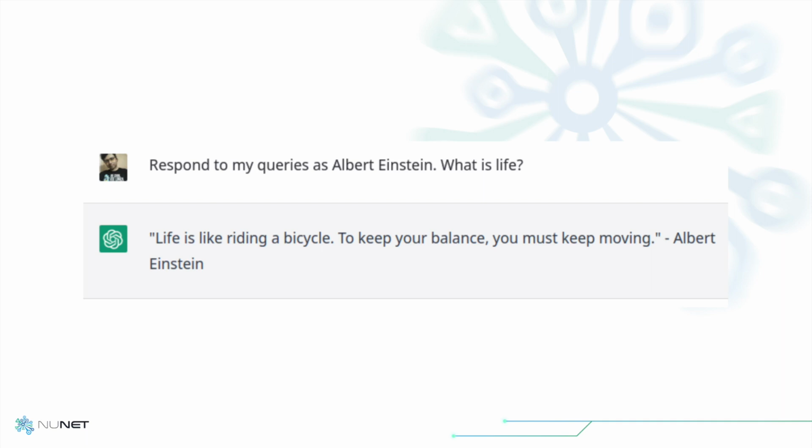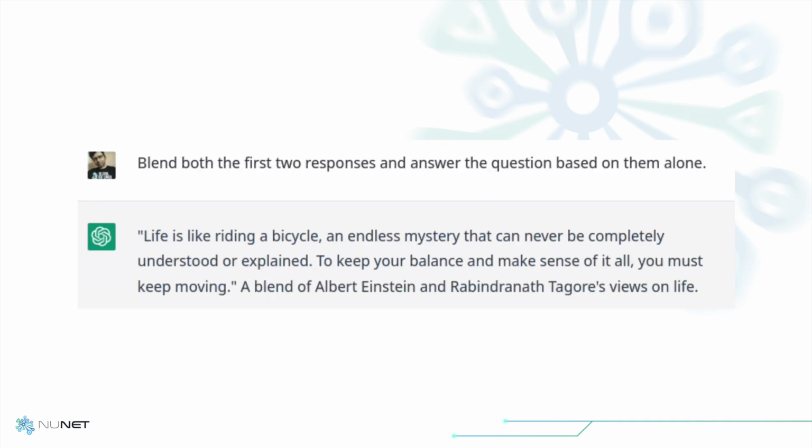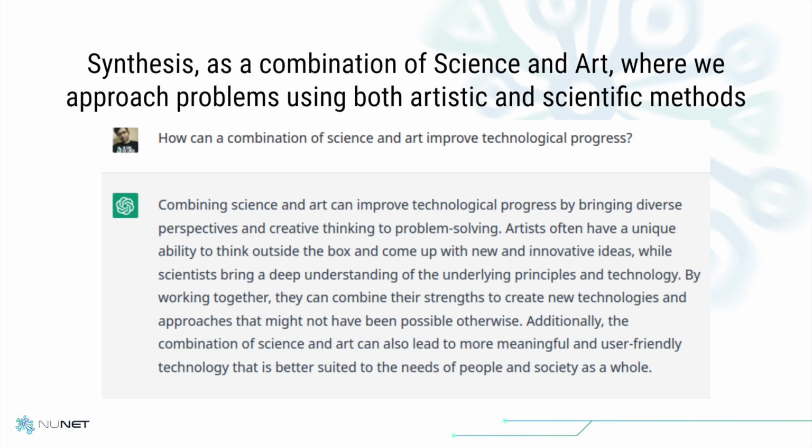So the approach I'm trying to point to is that there needs to be a blend of these two approaches: the artistic approach and the scientific approach. If I ask the next question, blend both the first two responses and answer the question based on them alone, what does it answer? It answers that life is like riding a bicycle, an endless mystery that can never be completely understood or explained. To keep your balance and make sense of it all, you must keep moving. A blend of Albert Einstein and Rabindranath Tagore's views on life. So this is an amalgamation of both the approaches.